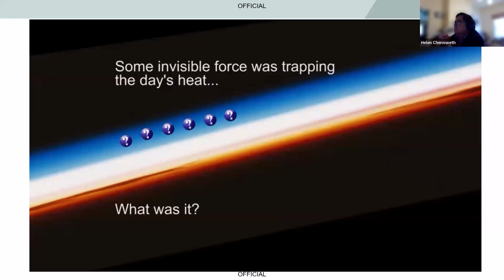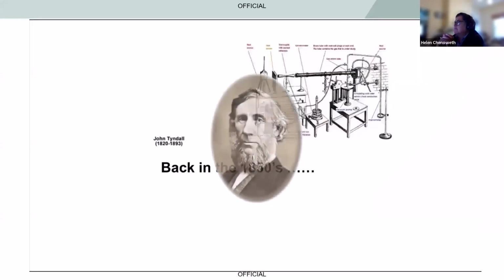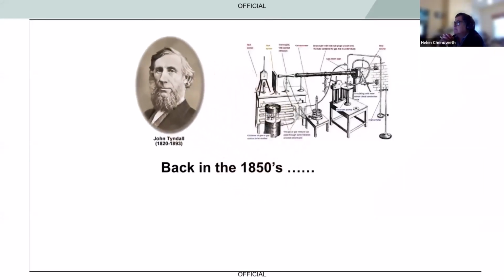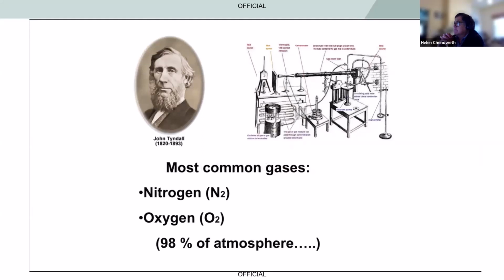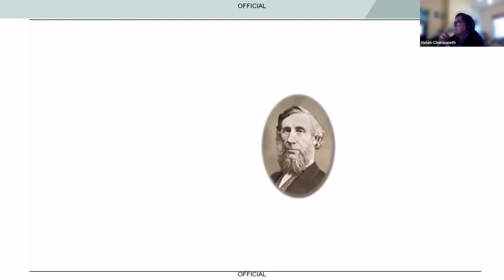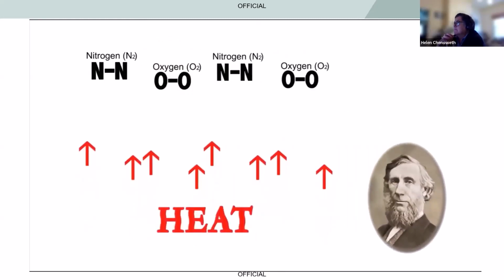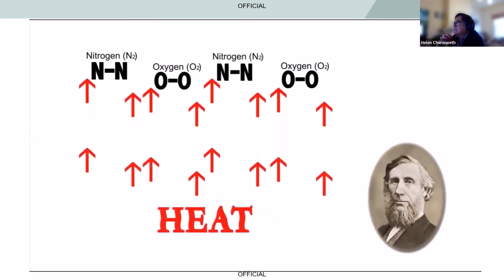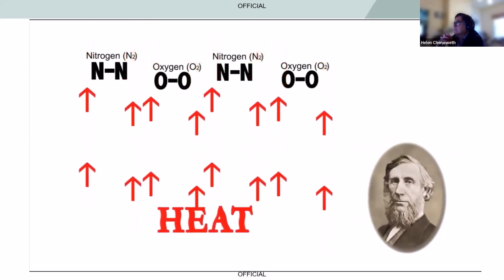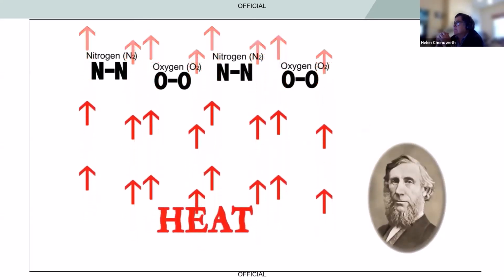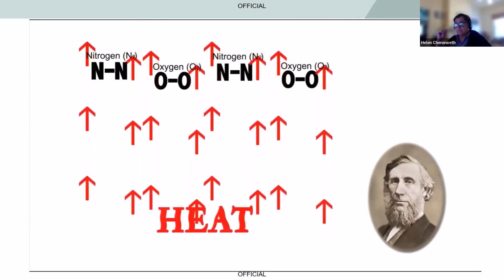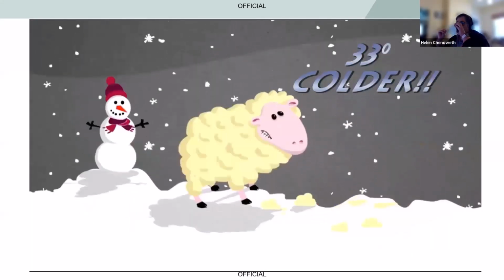So what was it? In the 1850s, scientist John Tyndall tested these gases from our atmosphere to see which ones were actually trapping heat. First, he removed the trace gases and started with the most common gases, nitrogen and oxygen, which make up almost 98% of our atmosphere. When he applied heat, or infrared radiation, to his surprise, all the heat slipped straight through. He concluded that if our atmosphere was made up of only nitrogen and oxygen gas, then we would freeze every night.